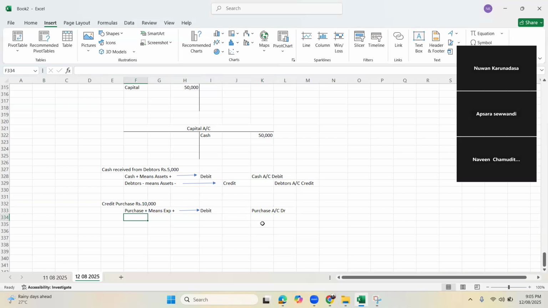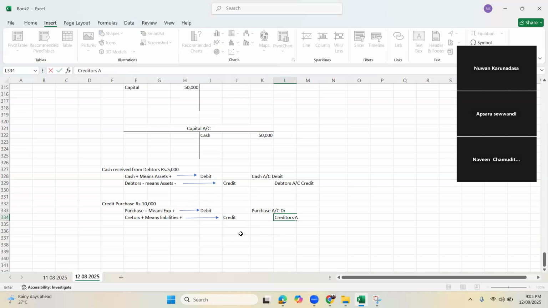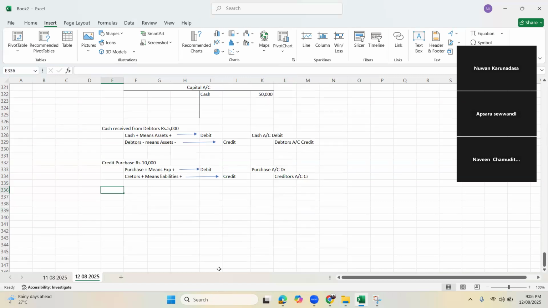Then you are purchasing on credit, meaning creditors increase. That means liability. Liabilities increase. Then when a liability increases, what do we do? Credit. Creditors account credit. So you can write DR for debit and CR for credit everywhere; it is accepted by everyone. Then we'll write one more.